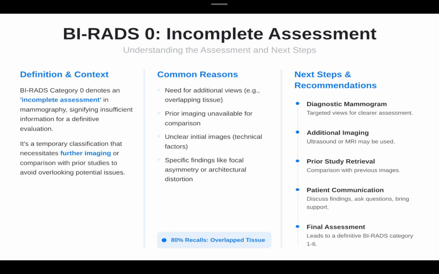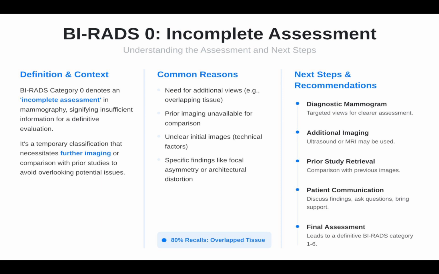Let's dive into BI-RADS 0. The definition and clinical context of BI-RADS 0 is an incomplete assessment. This means the radiologist cannot make a definitive assessment about whether a finding is benign or malignant with the images currently available. There are several reasons for an incomplete assessment.